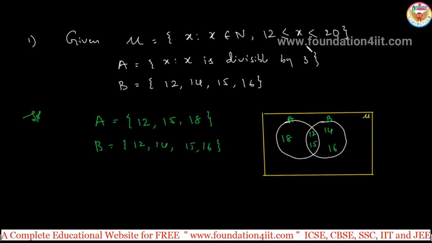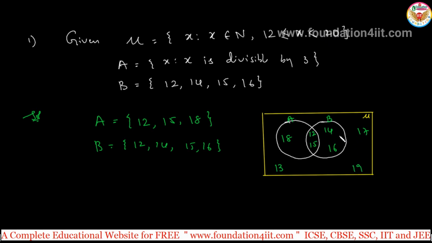But when you come to the universal set, 12 till 19. So 12 is there, and there's no 13. So the universal set is the full box, and 13, 17 are missed and 19 is missed. Those you can represent in the remaining place. Don't write them within A and B. So based on this, A intersection B is 12, 15.